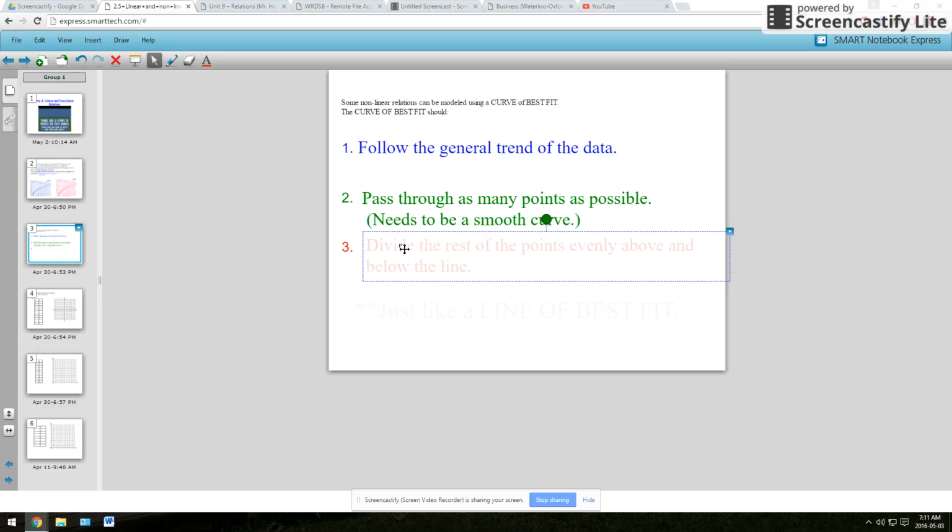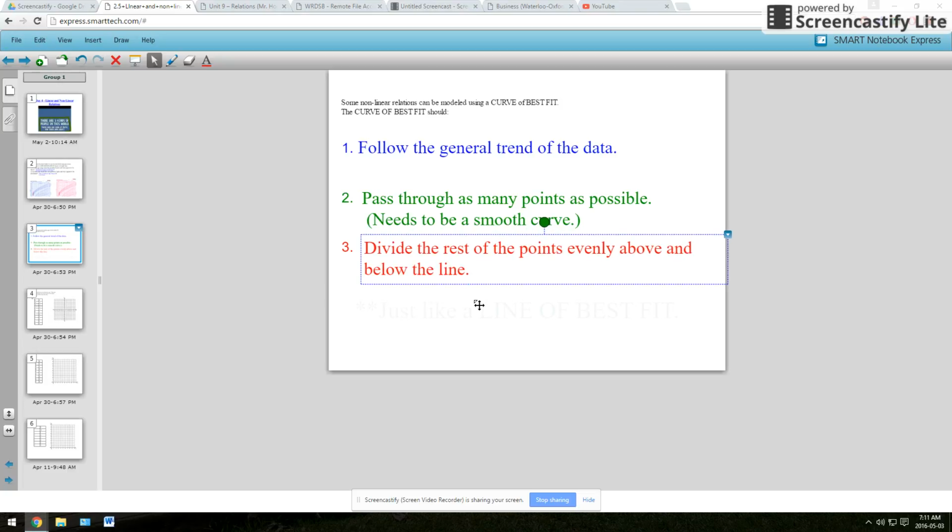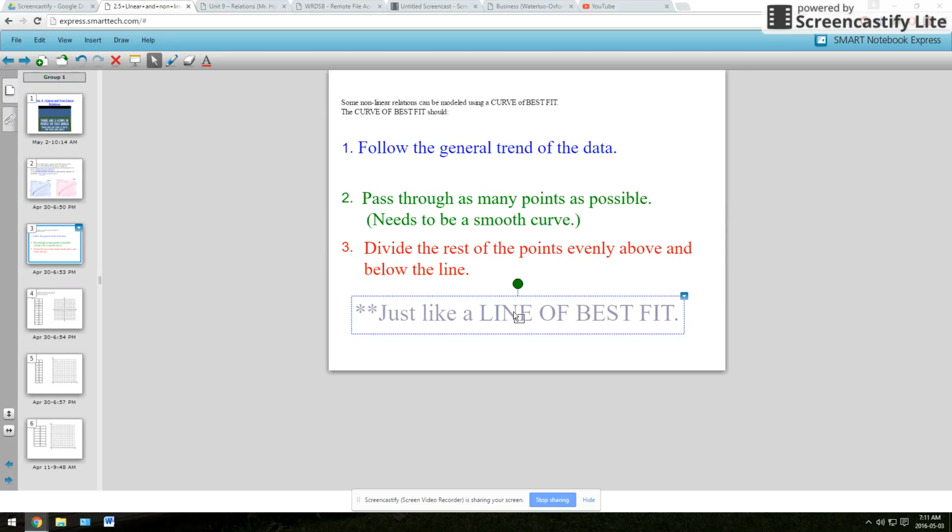And the third thing is that just like the line of best fit, you're going to aim to divide the rest of the points that you can't go through above and below, right? So go through as many points as you can with the curve, and then whatever's left should be split above and below your curve, right? So all these things basically are just like a line of best fit. So all the same principles apply. It's just going to be a curve instead. So let's look at our first example.